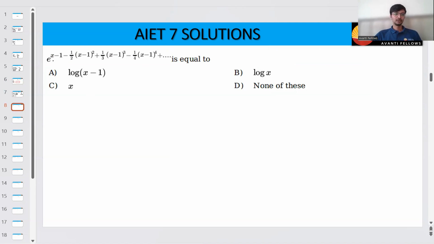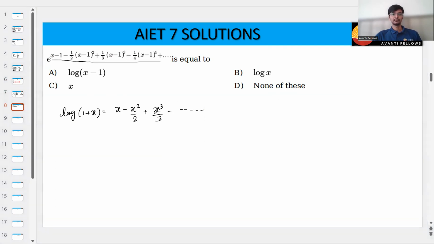If you can note, the expression written here is the expansion of log of 1 plus x. I hope you know what is the expansion of log 1 plus x. It is x minus x square by 2 plus x cube by 3 minus and so on. Correct, guys? I hope you know this expansion.